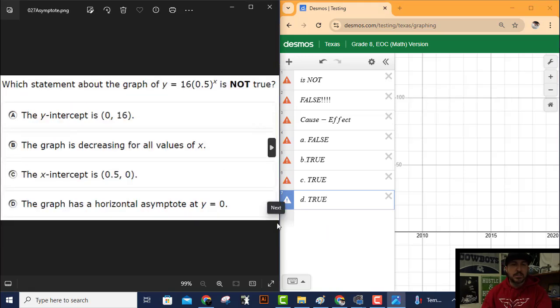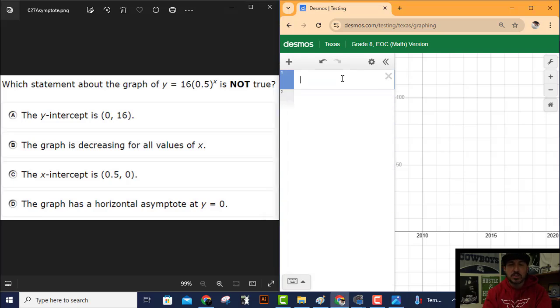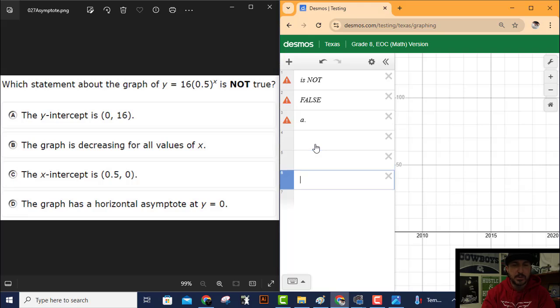All right, this guy, what statement blah, blah, blah is not true? So again, I'm looking for the false thing. It says is not, so I am looking for the false statement. Choice A, the y-intercept, oh shoot, I haven't even typed it in. Let me type this guy in and see what's up. Let me put some space.